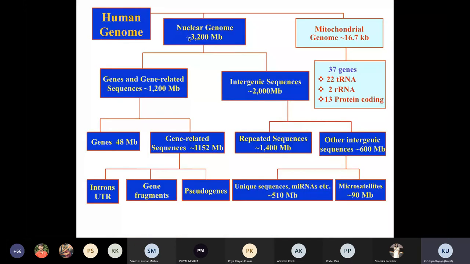Okay, this is the human genome. The nuclear genome, we already said, is 3,200 megabase. And only one third of this is gene or gene-related sequences. The remaining is intergenic sequences. And out of this, 48 megabase is genes. And of course, this includes intron sequences, gene fragments, pseudogenes, and so on. But the majority of the sequences are repeated sequences and then intergenic sequences.